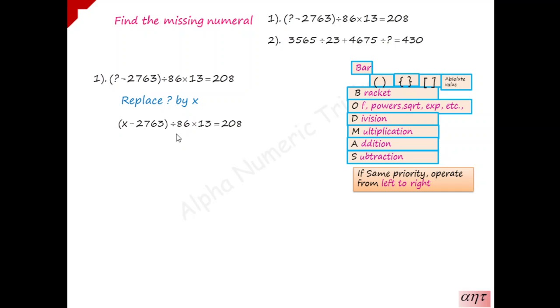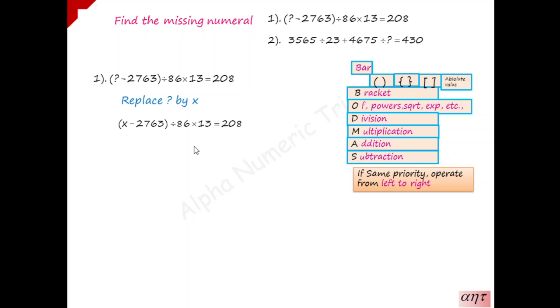Division and multiplication are of the same level of priority, and when you are simplifying this type of problem, most of us have a confusion. What confusion? Either you multiply 86 by 13 and divide the resulting number by the bracketed number, or you divide the bracketed number by 86 and multiply the resulting number by 13. That is the confusion we have.